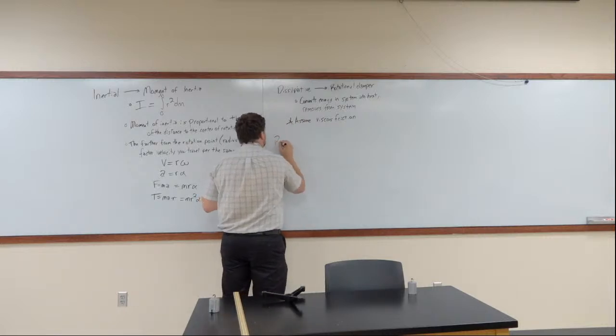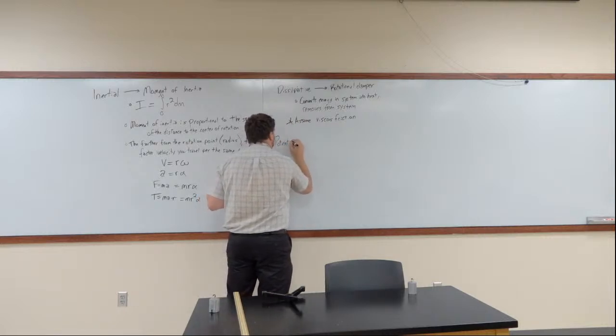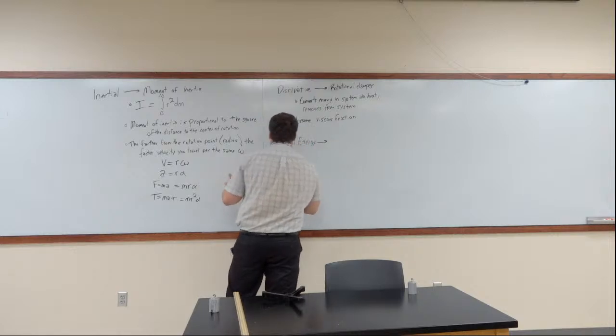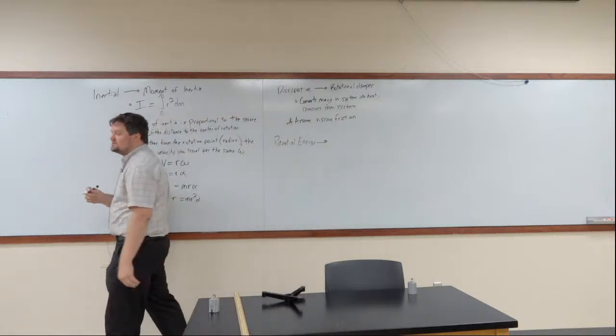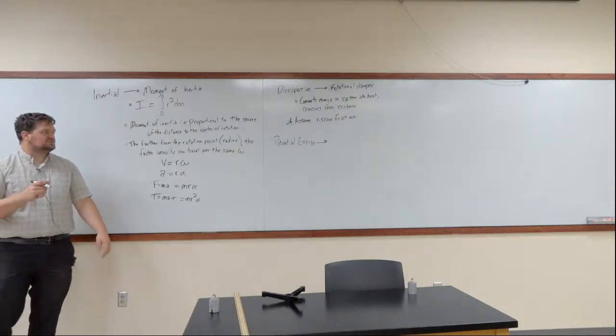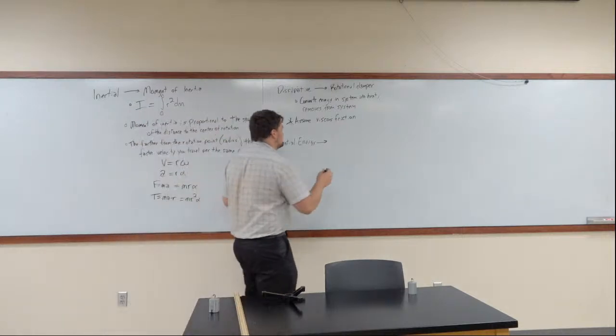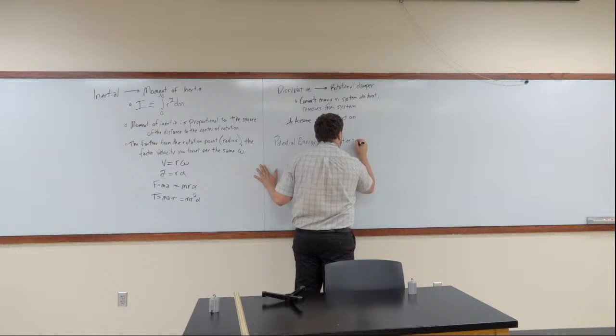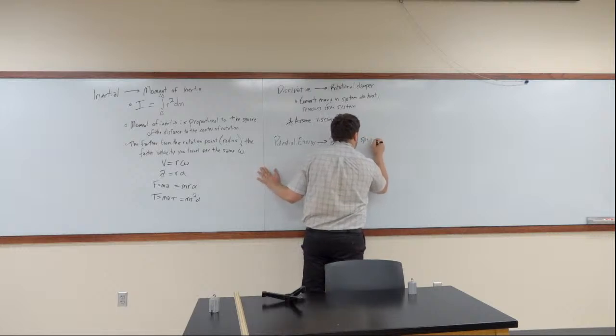Last component here is the potential energy component. What was the potential energy component for a linear translation system? And so now we're going to throw the word rotation on it. And this is going to be a rotational spring, also known as a torsion spring.